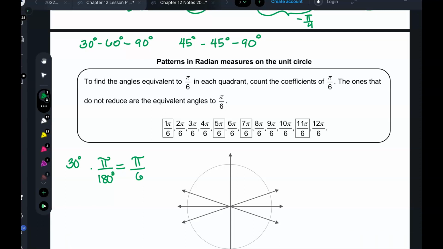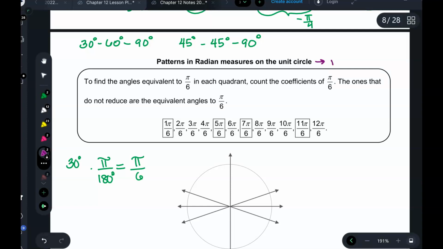We are going to explore what we call the unit circle. Unit circle means that the radius is equal to 1. So like if I look at from here to here, that's 1. Here to here, that's 1. So anywhere I have a radius, it's 1. Okay?